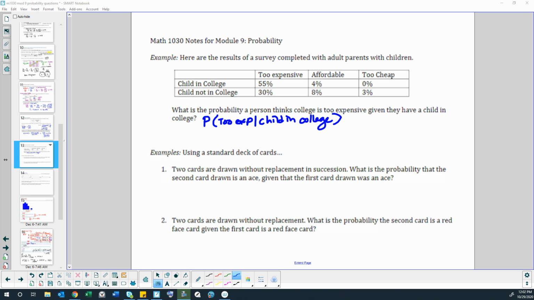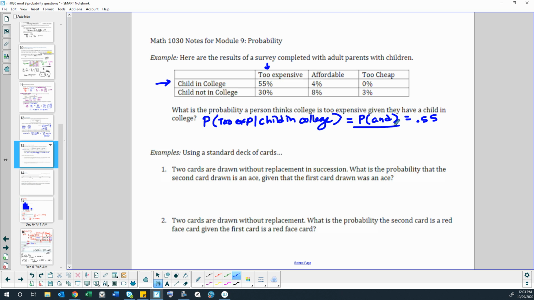So to use our formula, the first thing we need is the probability of both having a child in college and believing that's too expensive. So for it to be a child in college, it has to be this first row. So there's 55% that have a child in college and believe it to be too expensive. So this is both of those things right there. So the probability of both things is 55%, so 0.55.